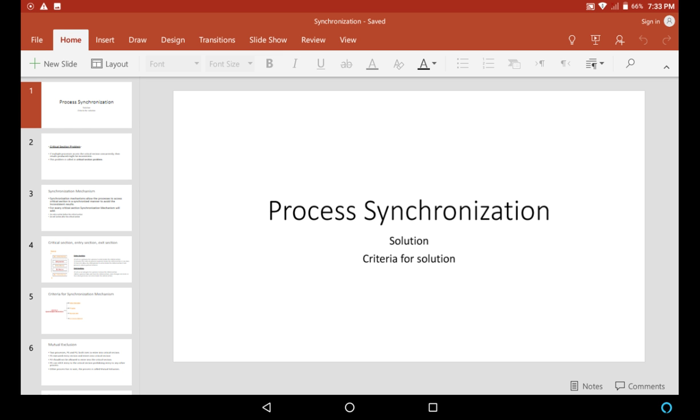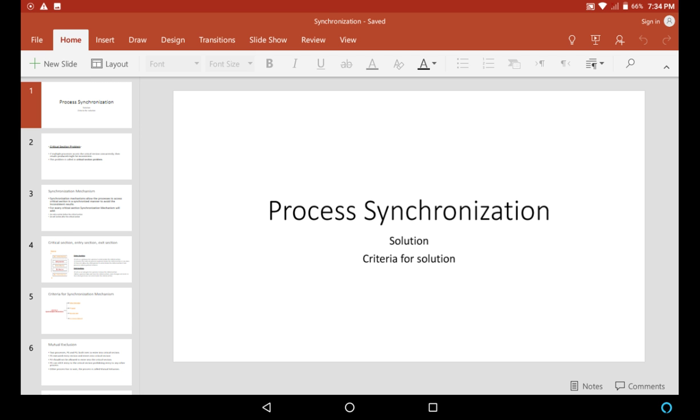So a process cannot enter into critical section unless it executes entry section, and cannot come out of it unless it executes exit section. Now talking about different process synchronization methods, roughly there are three process synchronization mechanisms or solutions available: semaphore, Peterson's solution, and a locking method.